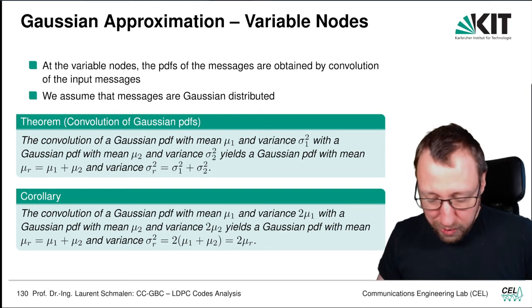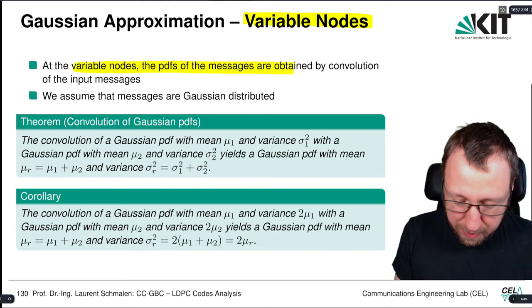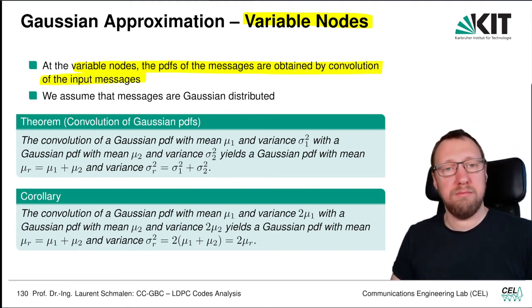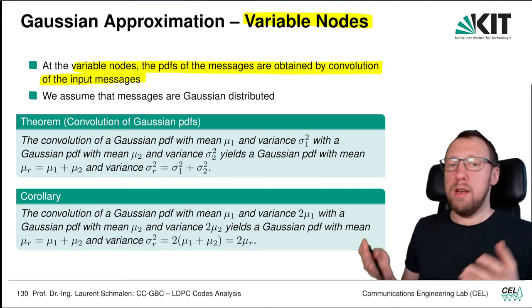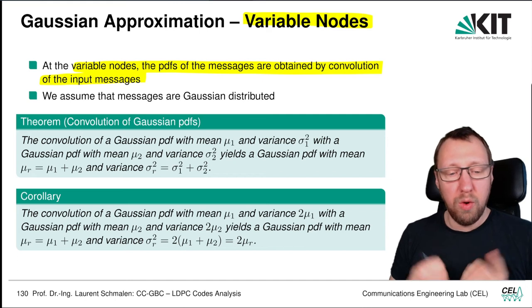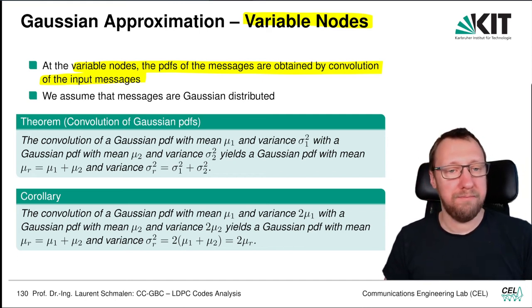So we start with the variable nodes. At the variable nodes, the PDFs of the messages are obtained by convolution of the input messages. So now we know that all the messages are Gaussian distributed. So what happens with the convolution of Gaussian PDFs?